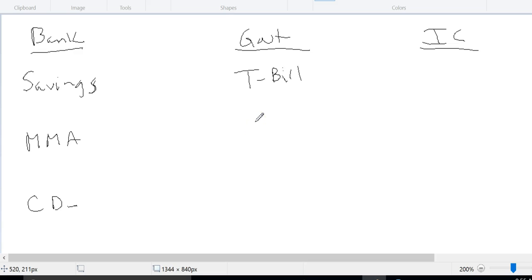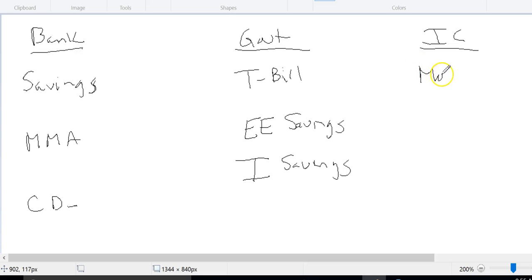The other type of government products that we look at a little bit are these EE savings bonds. I don't know if you know anyone or you have perhaps a savings bond that you received as a child. Maybe you did. The other type of savings bonds we're going to look at are I savings bonds. Finally, for the investment company product, we're going to look at a similar money market product through an investment company. Okay, so let's go take a look at these different products and see what our rates are like.